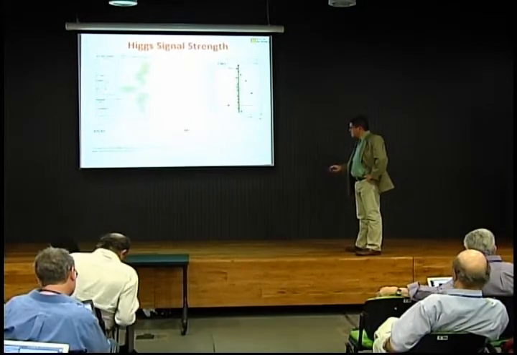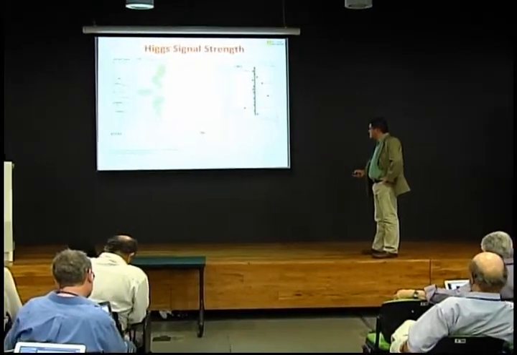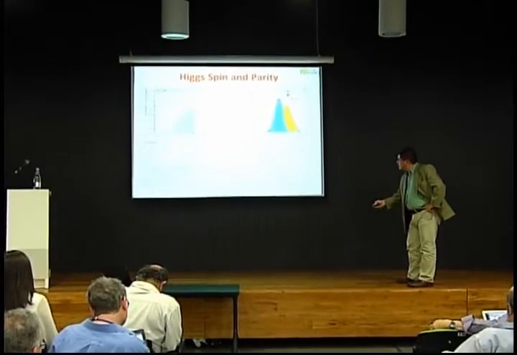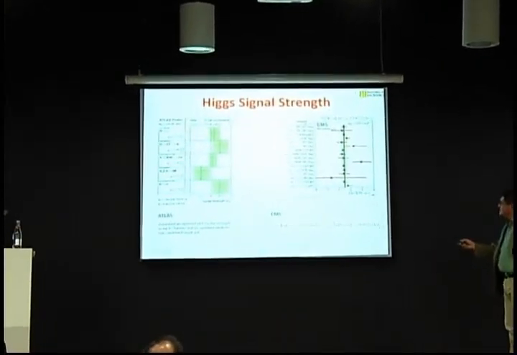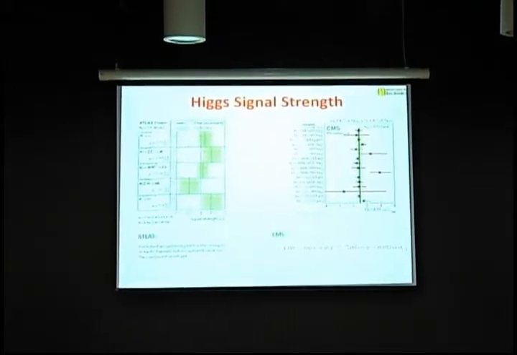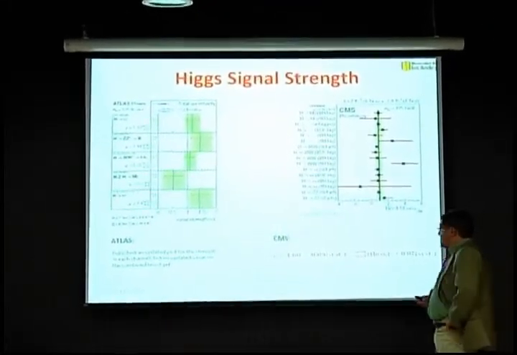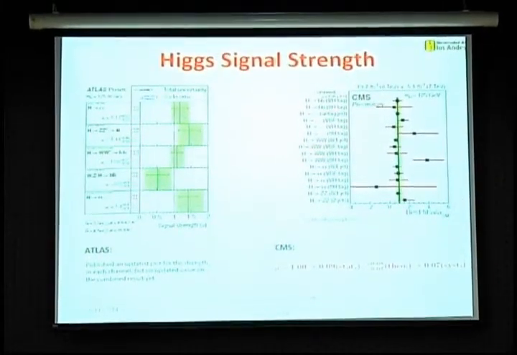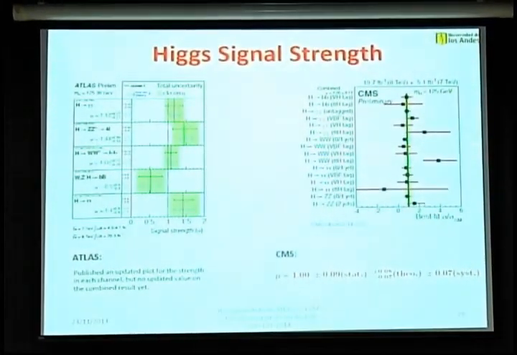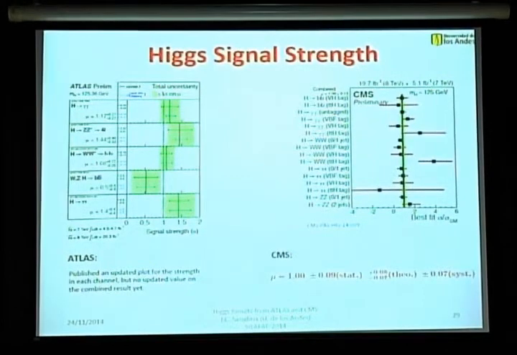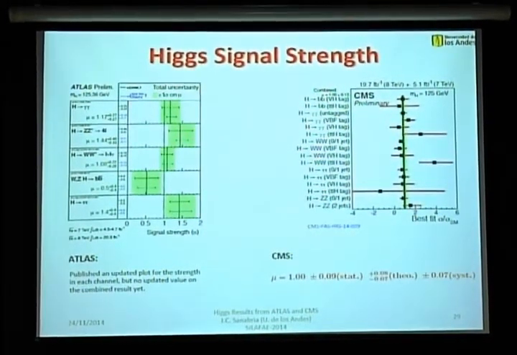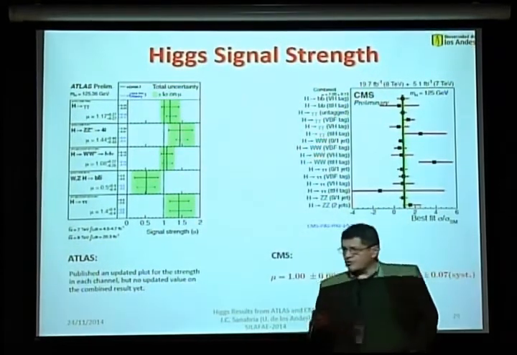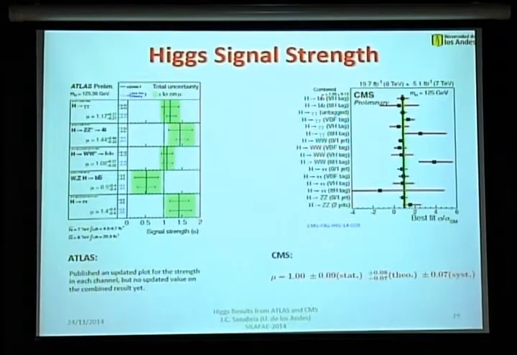So a new combination fit comes soon. ATLAS recently published an updated plot for each of the channels, but the updated value for the combination is not there yet. Also mentioned this morning, the new updated values for these channels have moved closer to 1, so one would expect that the combination value from ATLAS would move down from 1.30. Again, things start to converge when you start piling up data.